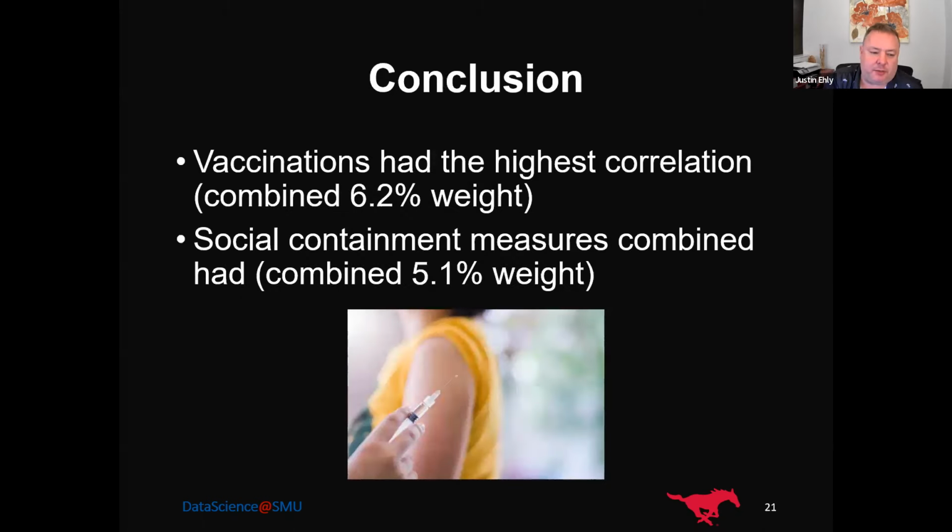But if we really want to conclude, in summary, we can say that vaccinations, and that's all the different vaccination requirements or vaccination determinants that we had in the model, combined had a 6.2% weight. And second, all the social containment measures combined had a 5.1% weight, right? So it was really interesting to see that outside of hospital data directly, government policies and outcomes of those policies, for vaccinations, for example, actually had the highest correlation with people that were hospitalized from COVID.